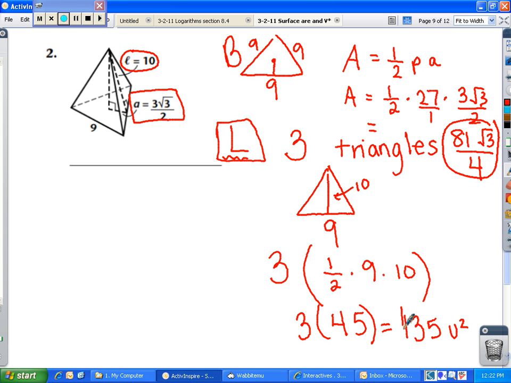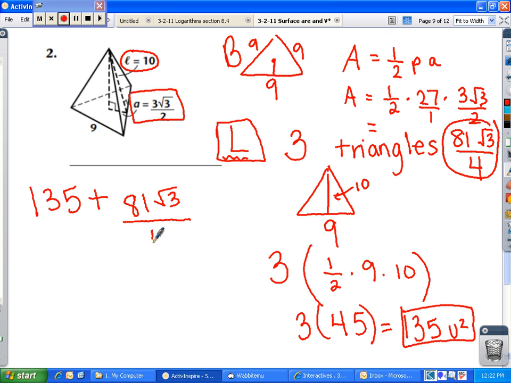And this is the area of my lateral surfaces. So now that I have both of those, how do I find the total surface area? You add them. So I take 135, and I add to that 81 root 3 over 4. Now, can I combine these two together? No, I cannot, because one has a radical and the other does not. So therefore, this is my answer.